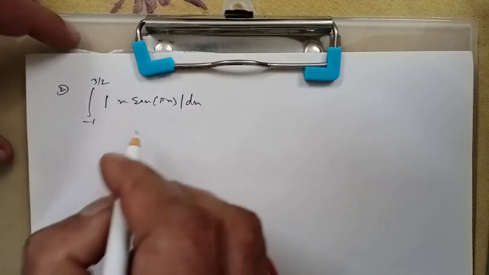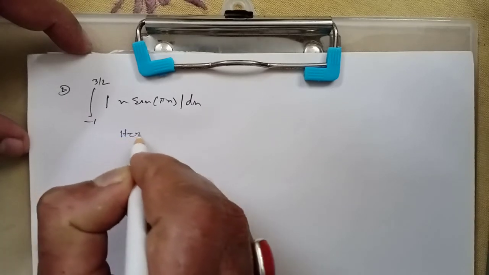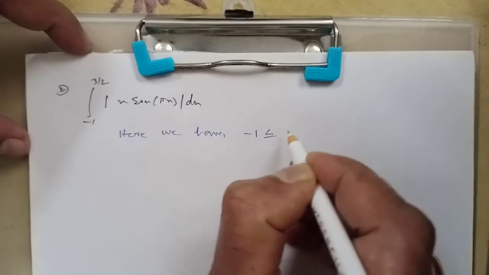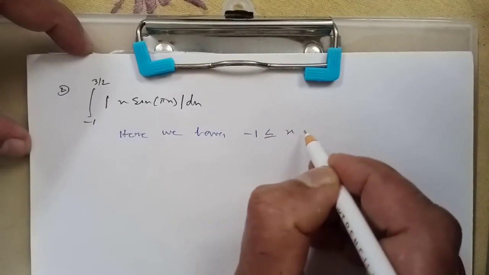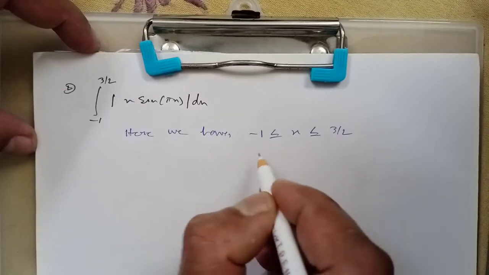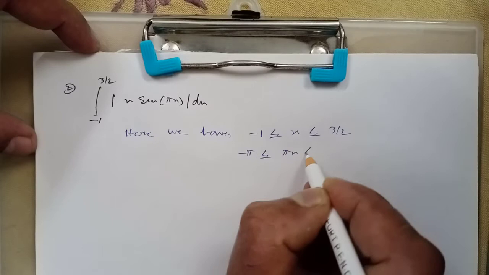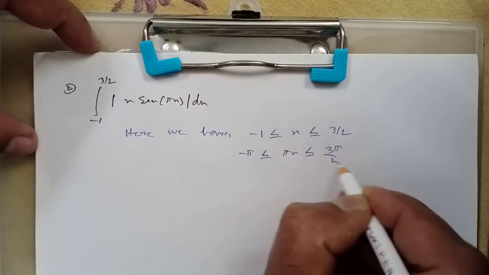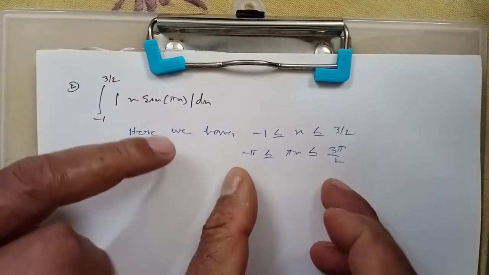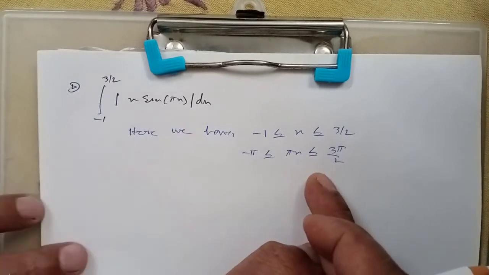So first write this. Here we have -1 less than or equal to x less than or equal to 3/2. So if we multiply by pi, we get minus pi to 3pi/2. Okay. So the interval for pi x is minus pi to 3pi/2.